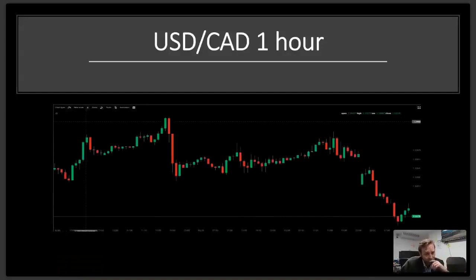Let's give you an example. This is the dollar CAD 1 hour, and there's quite a few here. Uptrend, uptrend, uptrend. There we go. There's a bearish engulfing candle. Indeed, the market starts to reverse. Uptrend, uptrend, uptrend. Again, a bearish engulfing candle, and the market starts to reverse. Here we have another one. Uptrend, uptrend, uptrend. Again, a bearish engulfing candle, and the market starts to reverse, and so on. We have another one here. Uptrend here. Bearish engulfing candle, and indeed the market starts to reverse.